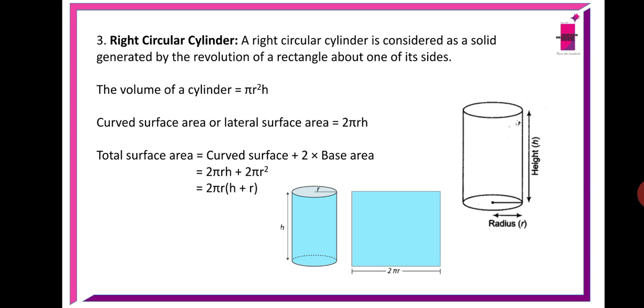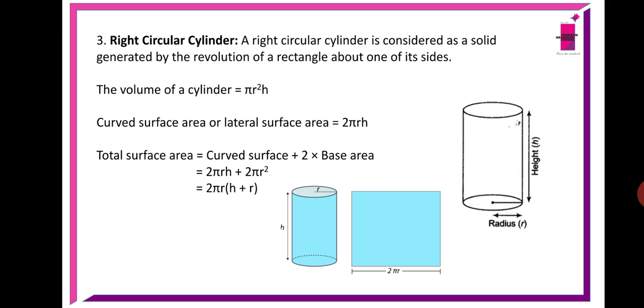Now, right circular cylinder. A right circular cylinder is considered the solid generated by the revolution of a rectangle about one of its sides. You can see in the figure, when I cut the cylinder surface, it looks like a rectangle with one side as the circumference of a circle and the other side as the height of the cylinder. Simply, the curved surface area or lateral surface area can be calculated as 2 pi r h.